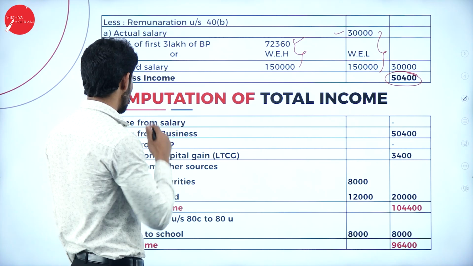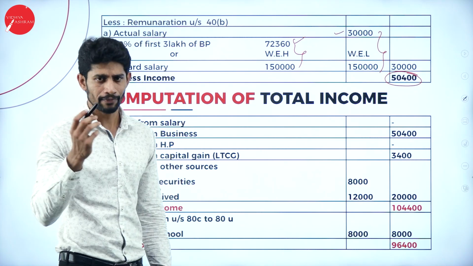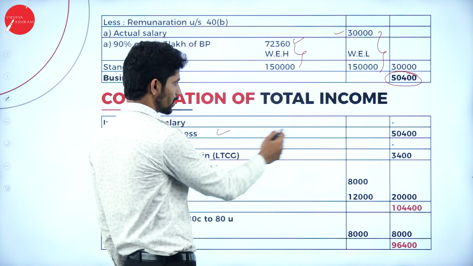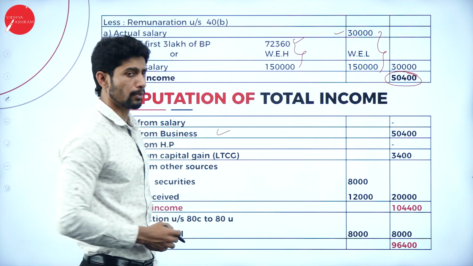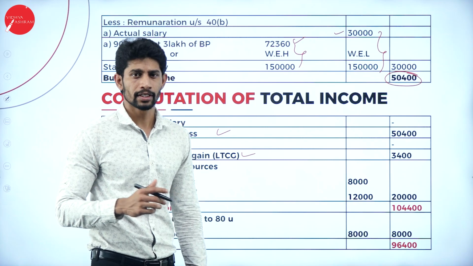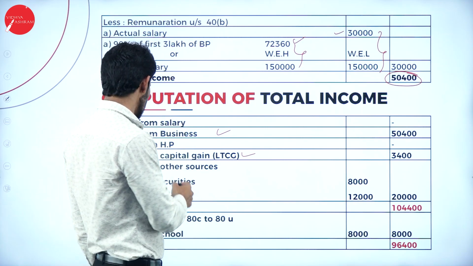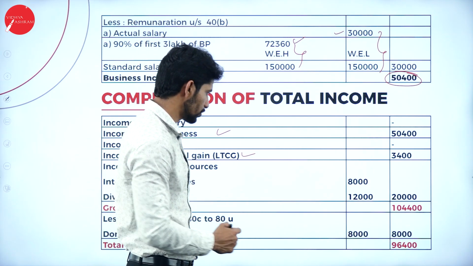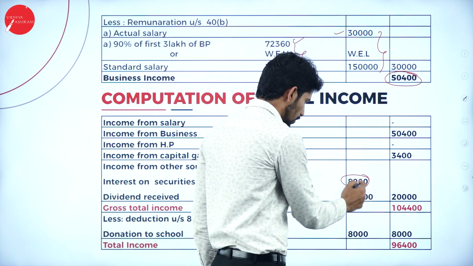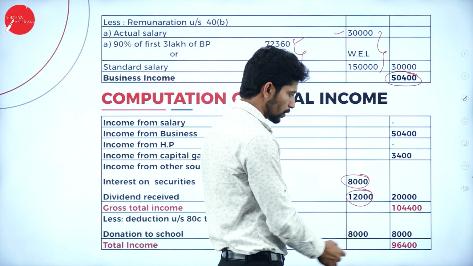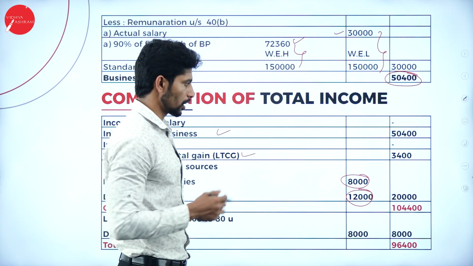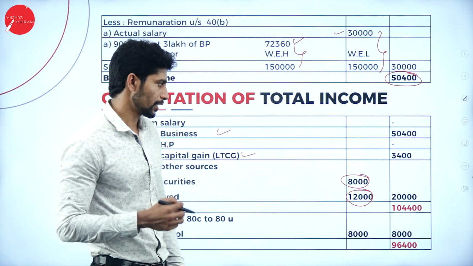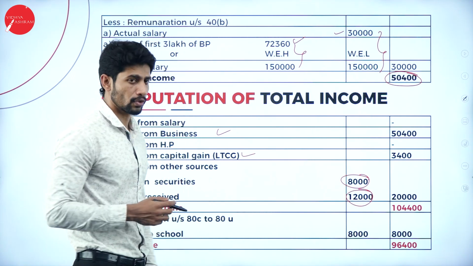Next, computation of total income. For computation of total income, obviously we have 5 heads. Income from salary, it is nil. Income from business, 50,400. Income from house property, it is not there in the problem. Next, income from capital gain, rupees 34,000. And income from other sources, in that we have interest on securities and dividend received. So here 8,000 and 12,000, 20,000 you will get. Next, total, in the outer column you will get 1,04,400. That is called gross total income.